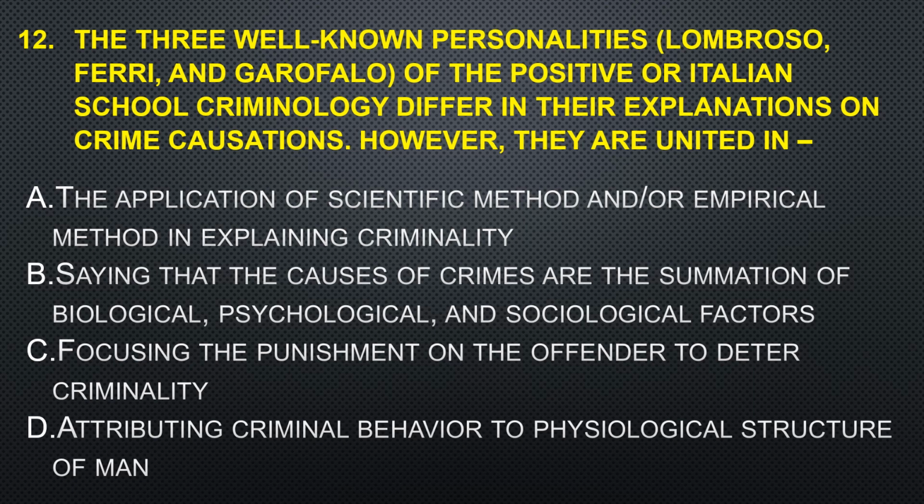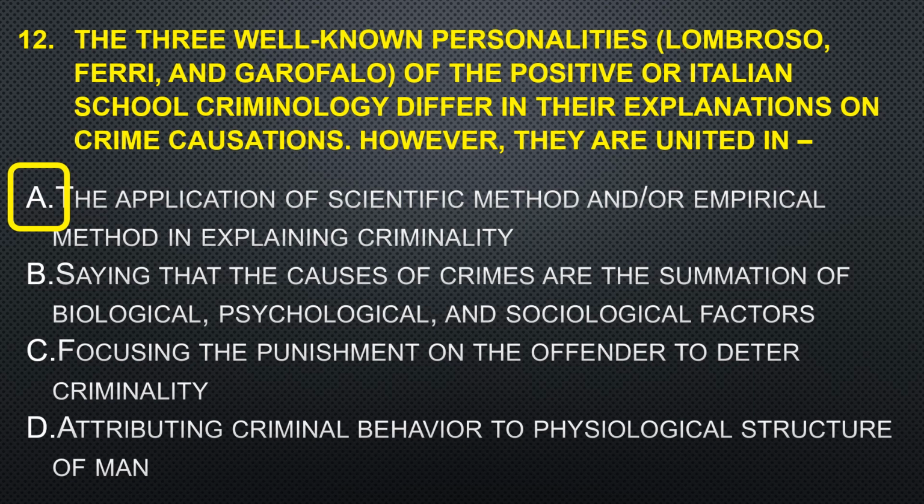The three well-known personalities, Lombroso, Ferri, and Garofalo, of the positive school or Italian school of criminology, differ in their explanation of crime causation. So they differ on that. Meron silang pagkakaiba. Ano ang kanilang agreement or commonality? Their commonality is the application of scientific method. So si Lombroso, nag-focus siya sa biological study ng mga kriminal, but Ferri and Garofalo focus on other factors. But the three of them agree that before we conclude, kailangan muna mag-observe tayo, mag-experiment tayo.